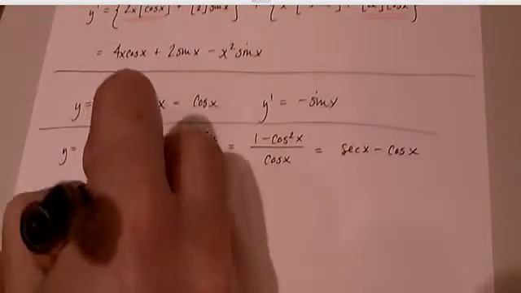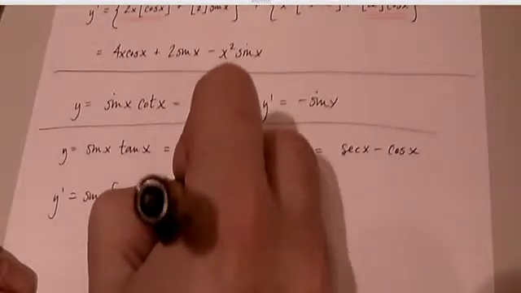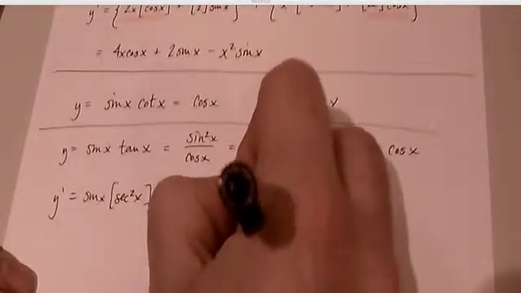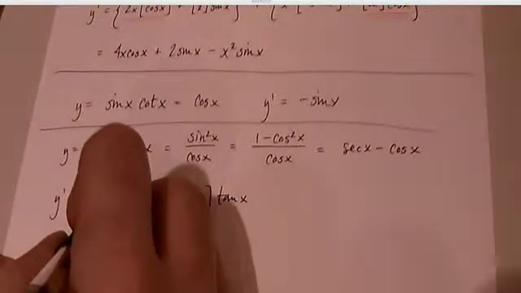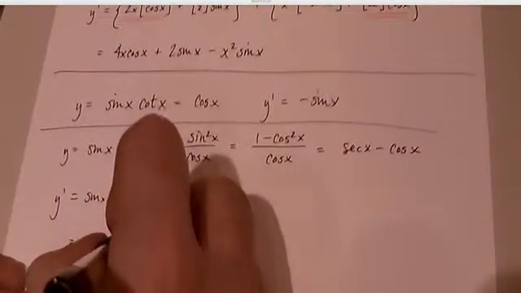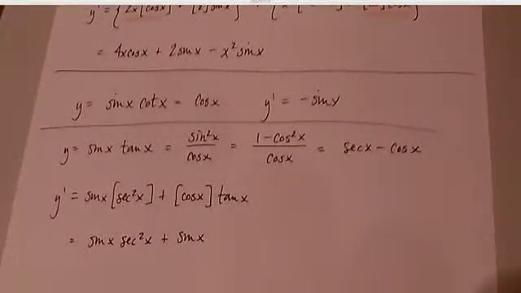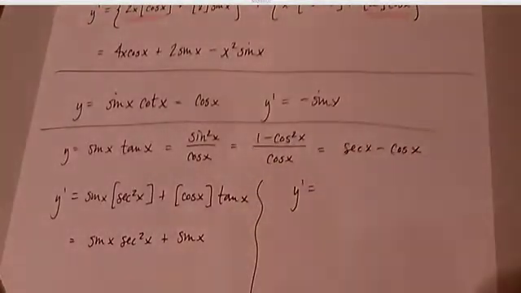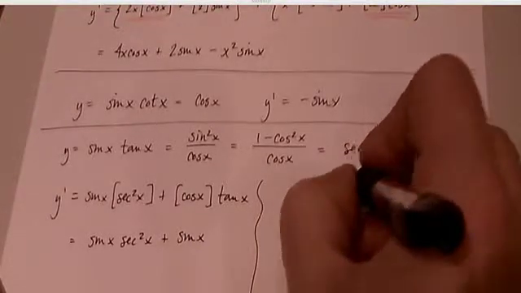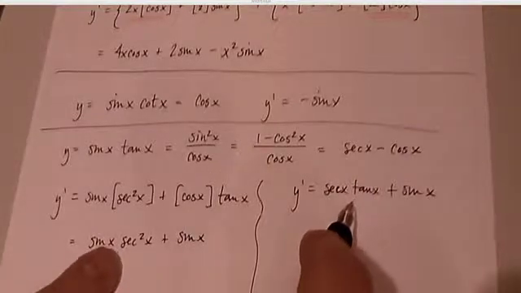So we have first times the derivative of the second, plus the derivative of the first times the second. Got it? And of course, this winds up being sine x secant squared x plus sine x. Right. Okay, well, let's say we did it with this one over here, and this winds up being secant x tangent x, and it becomes plus sine x. And of course, you're like, well, that is different from that.